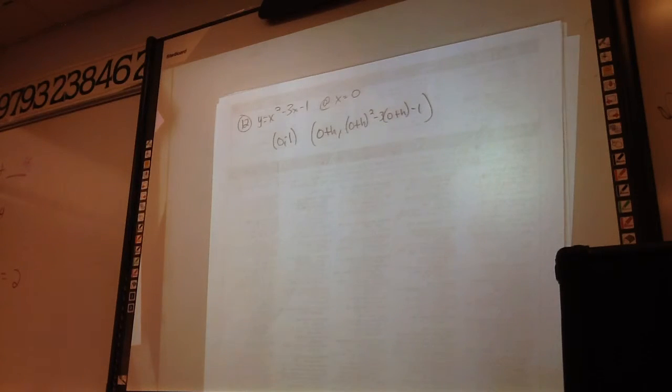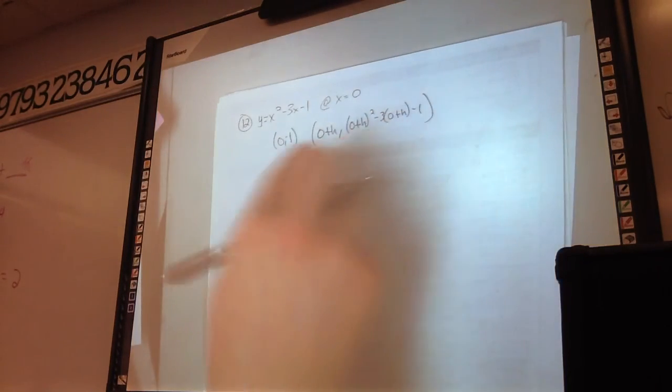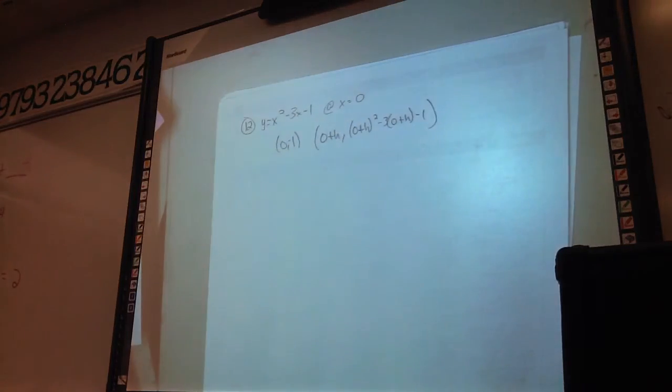Oh, because you plug it in for x. You gotta plug your x coordinate into the equation. So then you're gonna have to do change in y over change in x, and do a bunch of distributive property and combining like terms and simplifying all the way down to where you get something, and then take the limit as h approaches 0 of that something, and then you'll have the slope.